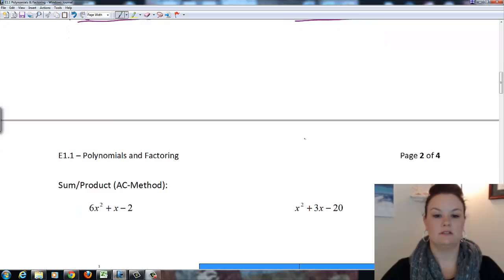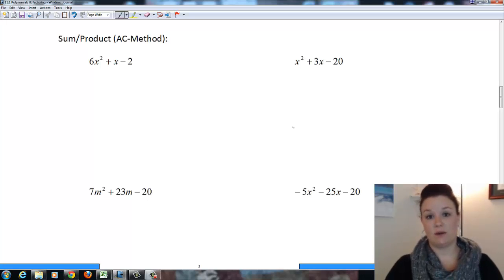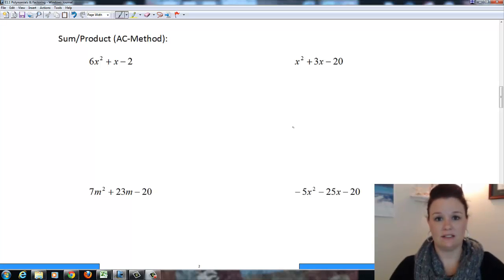All right, so let's scroll on down. The next thing I want to look at is sum product, which is also known as the AC method. Some of you may learn trial and error. That's fine with me as long as you can do it accurately. The way we teach it at Eastern is to use a sum product chart and replace the middle term. That's how I'm going to show it in this class. If you can do it another way accurately, that's fine with me.